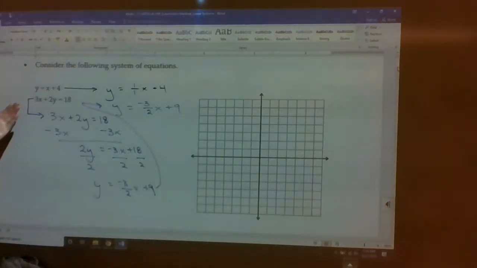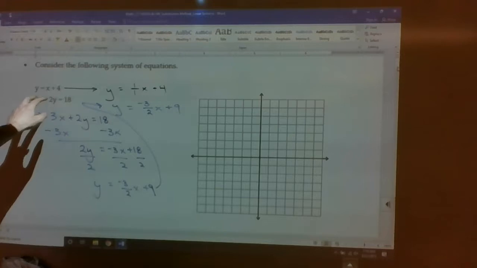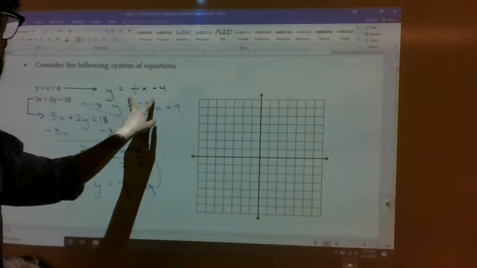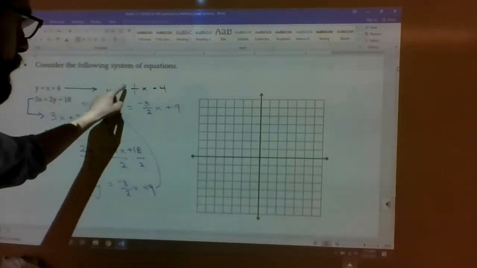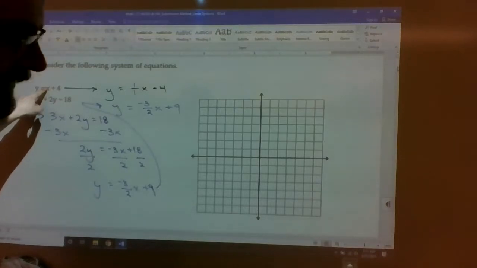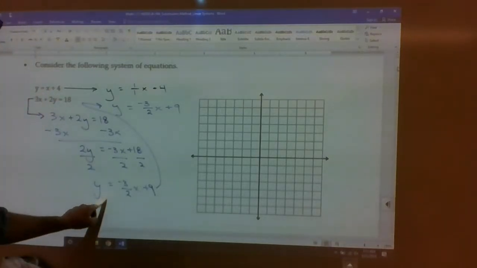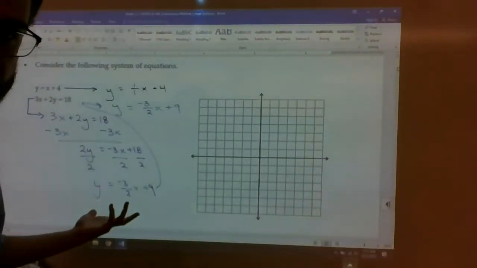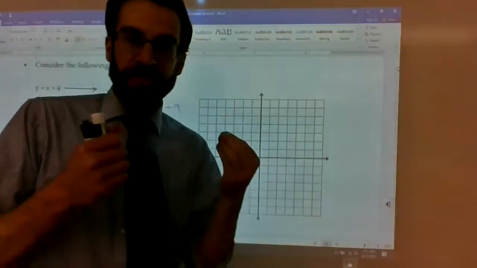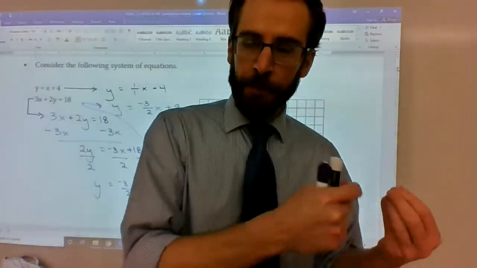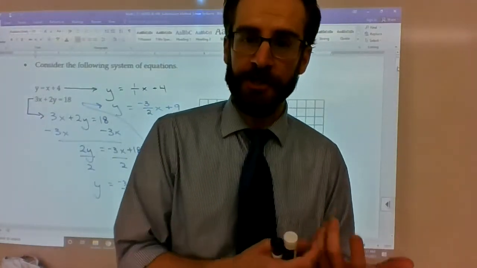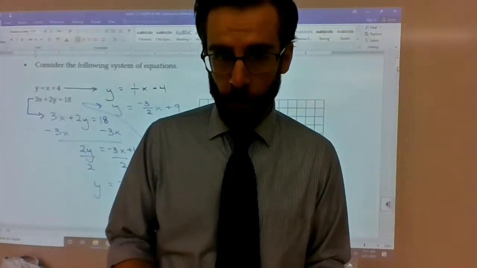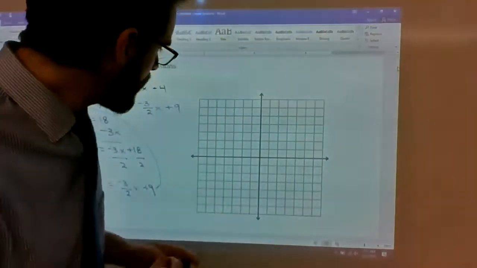So here's an example of one of the systems that we have. Y is already by itself in this equation, so I just rewrote it with a slope of 1 over 1, since there's nothing in front of x. And then here I got it in slope-intercept form. I got y by itself, and this is what I came up with. So, the only thing we know how to do at this point for solving systems of equations is to graph both lines and then see where they intersect. And then I can do that right now.